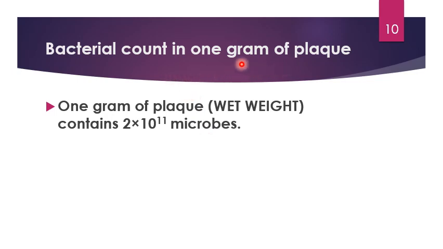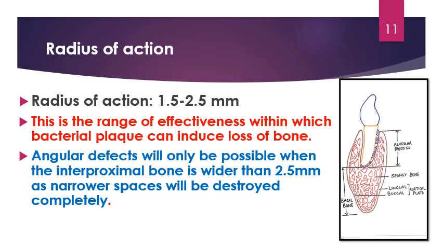Bacterial count in 1 gram of plaque. Guys, you have to see 1 gram. 1 gram contains 2 into 10 raised to power 11 microbes. Wet weight. This is the wet weight. And if they ask 1 milligram, then 2 into 10 raised to power 8 microbes.